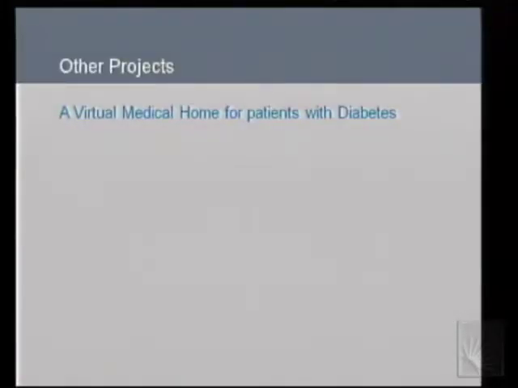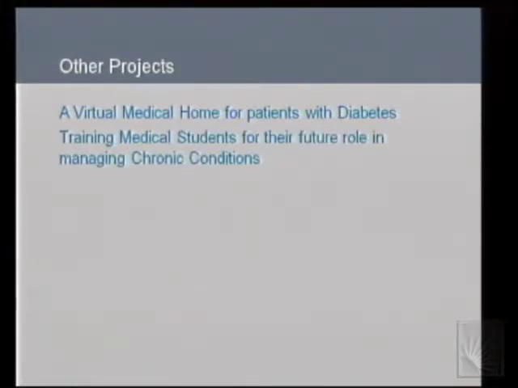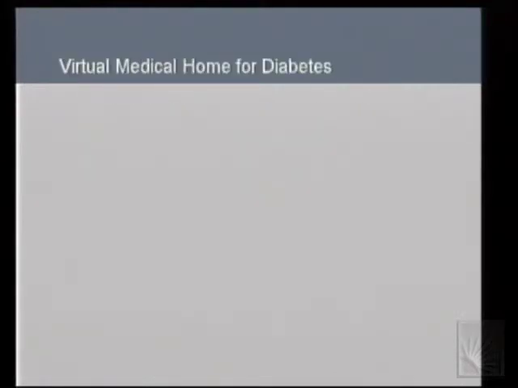A couple of other projects that we are working on. Again, working with Wendy and Sue and actually the Smart Center, we just applied for one of the challenge grants from NIH to create a virtual home. It's the buzzword right now, virtual medical home, and for diabetes. And I'll talk a little bit more about that. And secondly, training students for their future role in chronic conditions.